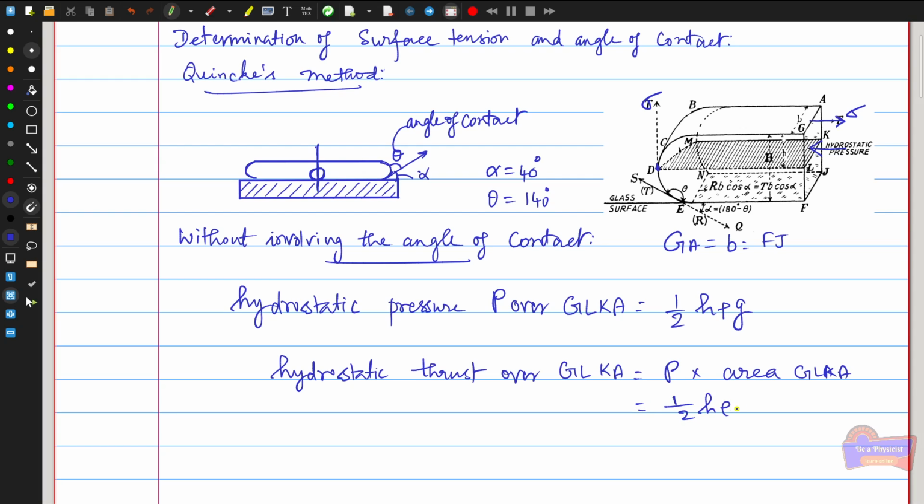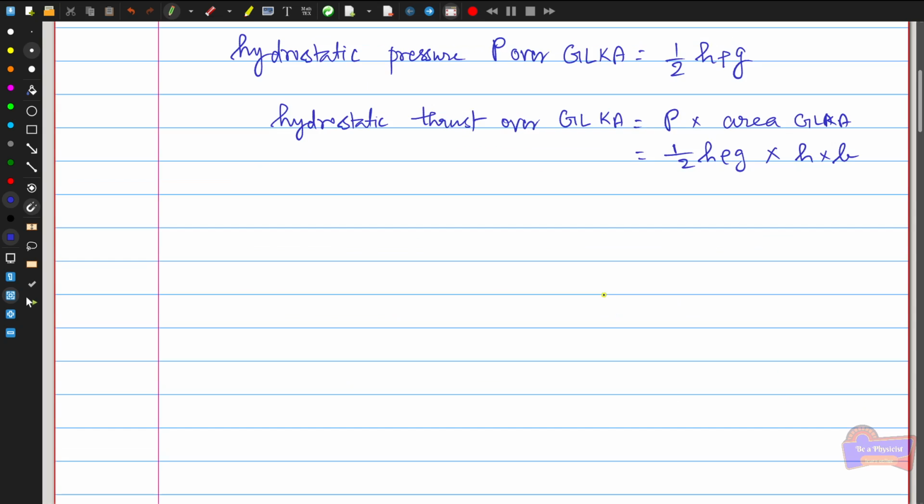So the pressure over the area GLKA is half into h rho g, multiplied by this area, which is given by the height and the breadth, so h into b. So I can write it as half into h squared rho g into b. That is my hydrostatic thrust over the area GLKA.